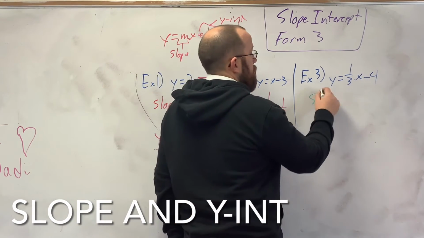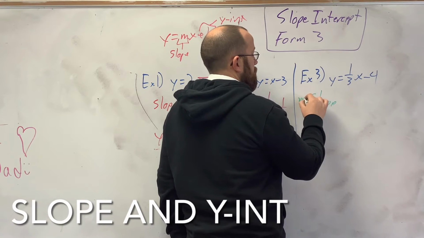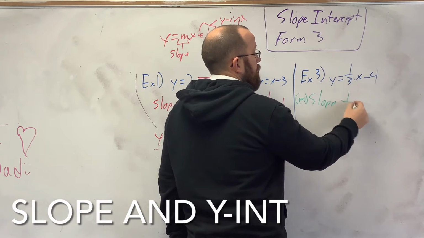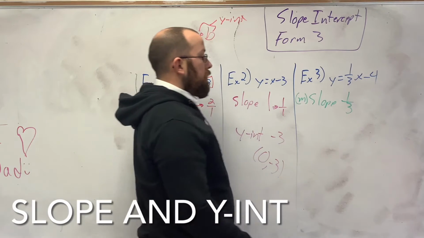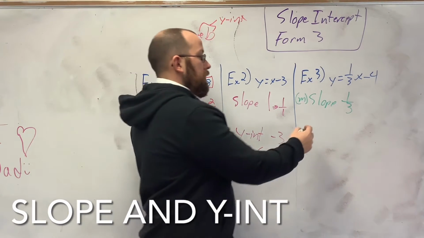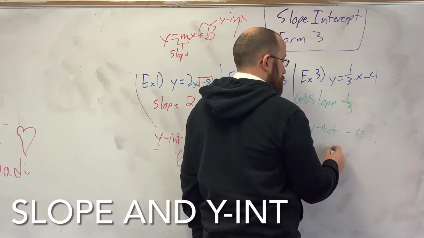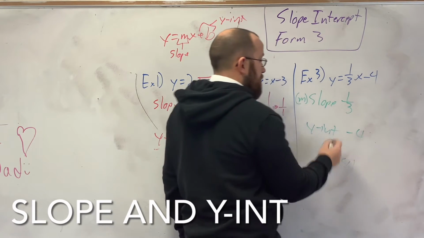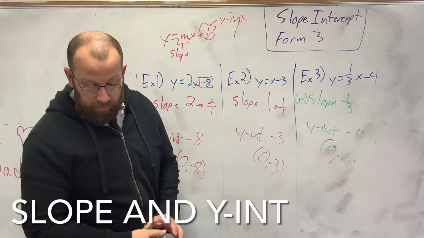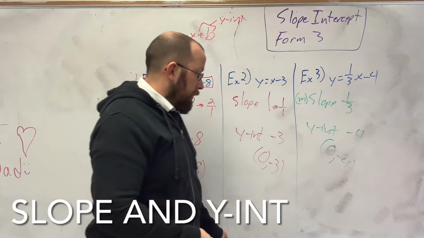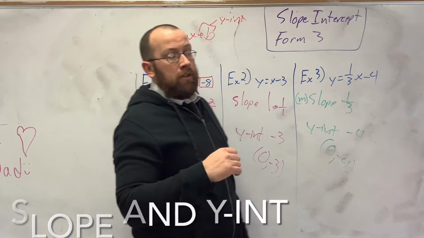Here, your slope, or your m, is 1/3. It's already in fraction form for rise over run. And then your y-intercept is -4 or 0, -4. And that's how you find the information that you're going to use for actual graphing. We're going to do a couple different ones here in a second just to make sure you understand.